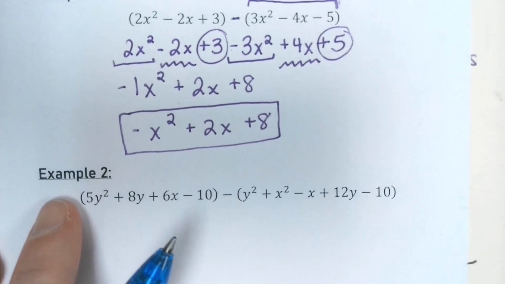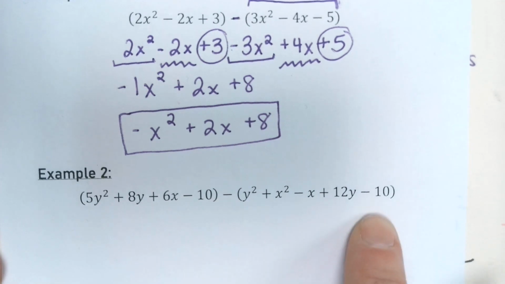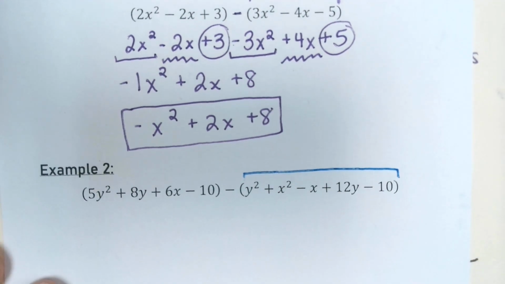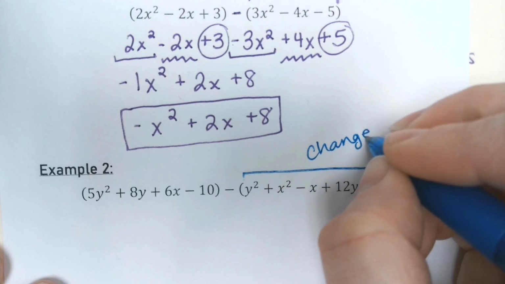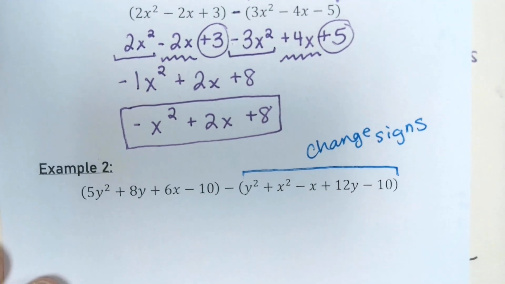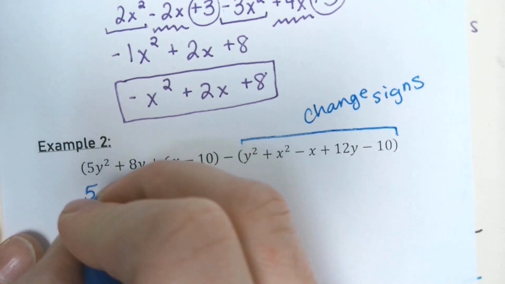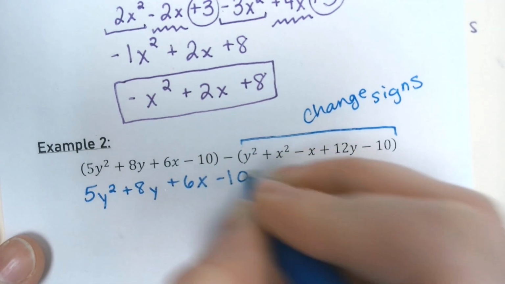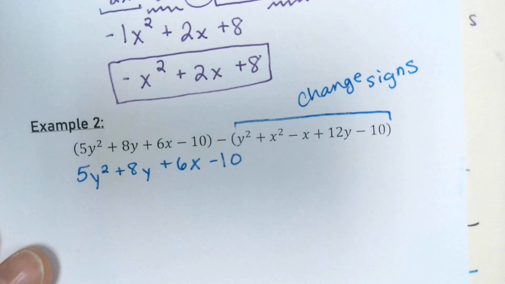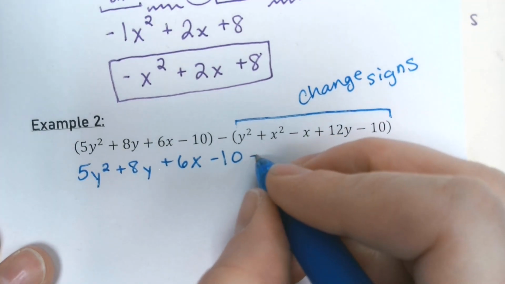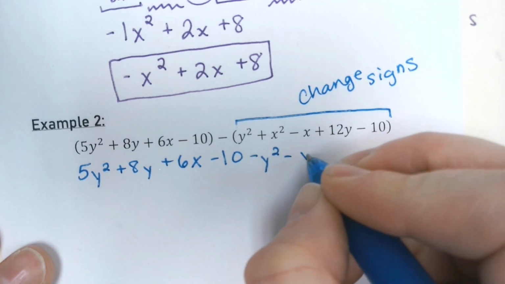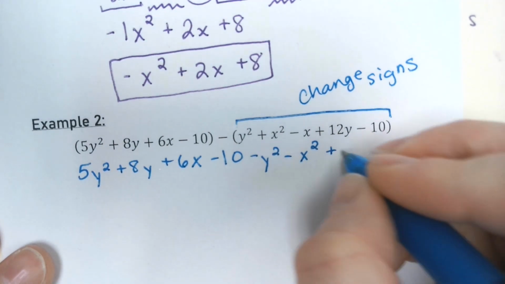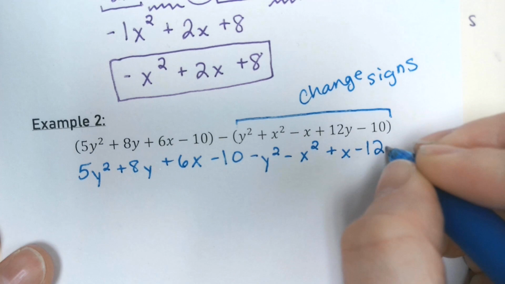All right, example 2. We have this minus this. So guess what? We're going to change the sign of everything in the second parentheses. I'm going to rewrite it. Oh, this is a mixture of x's and y's. So now inside the parentheses, I'm changing all the signs. So minus y squared minus x squared plus x minus 12y plus 10.